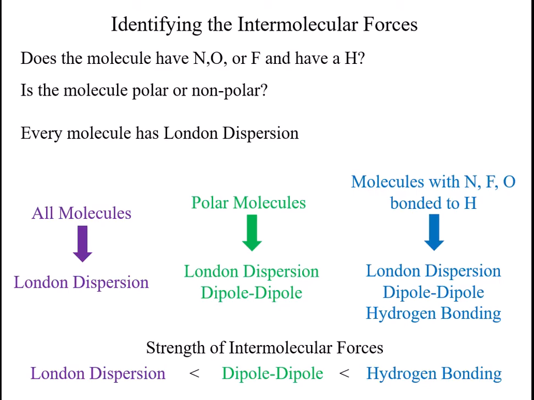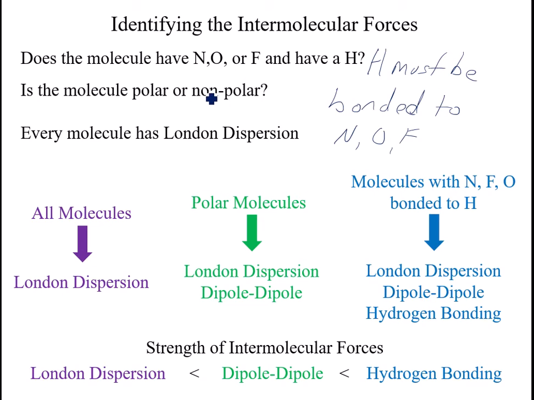Now, how do we go about identifying the intermolecular forces? First thing we have to ask is, does the molecule have a nitrogen, oxygen, or fluorine, and a hydrogen? And this hydrogen must be bonded to the nitrogen, oxygen, or fluorine. I can have lots of hydrocarbon molecules that have carbon, hydrogen, and oxygen in them that won't count as a hydrogen bond because the hydrogen is not bonded to the oxygen but to the carbon. Okay, so that's why I say that.